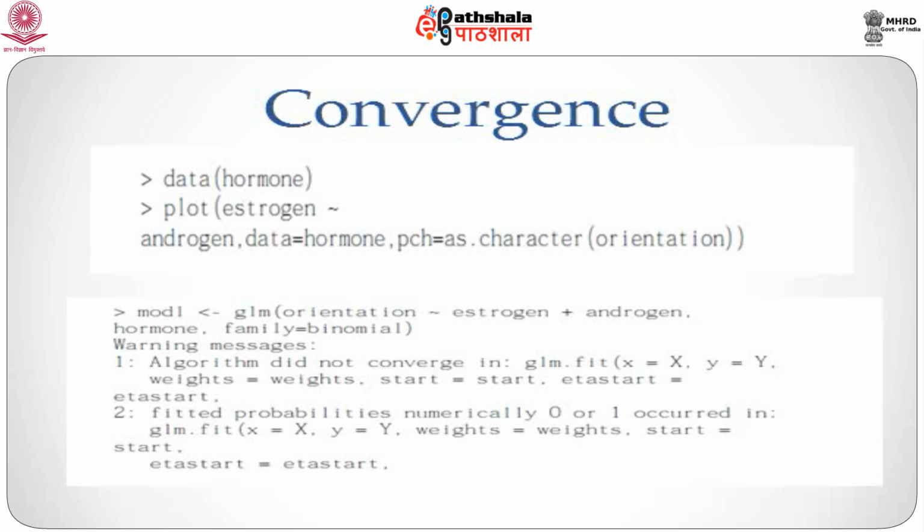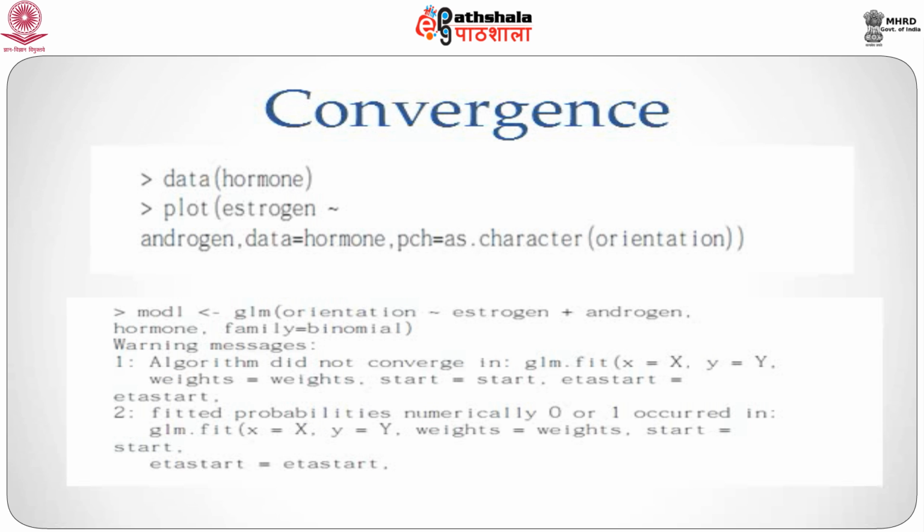So here's an illustration on the hormone data set where we are fitting a regression of a binary covariate called orientation on the hormone levels of estrogen and androgen. You can see that running this does not lead to the usual output, but rather leads to a warning message which says that algorithm did not converge in glm.fit.